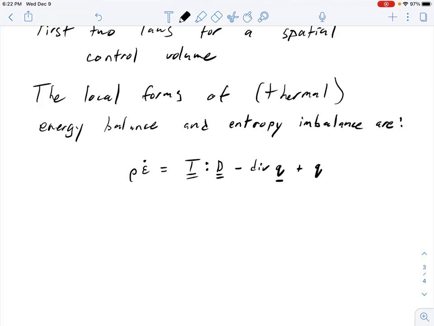And the entropy imbalance, this would be the Clausius-Duhem inequality: rho eta dot, which is the material time derivative of the specific entropy, is greater than or equal to minus the divergence of the entropy flux, which we said is Q over the absolute temperature, plus the entropy source, which is the heat source over the absolute temperature.